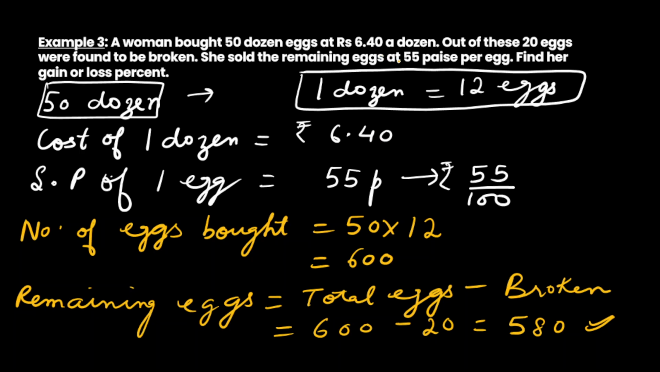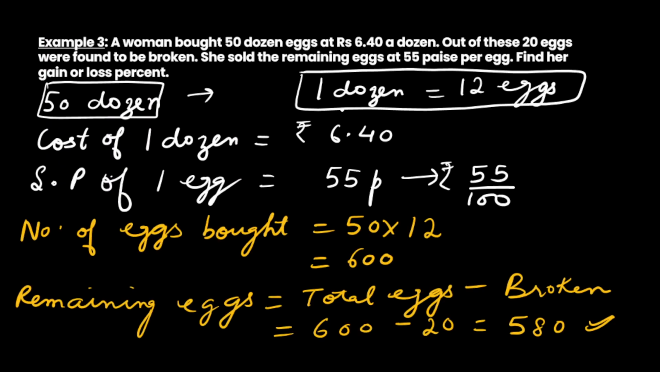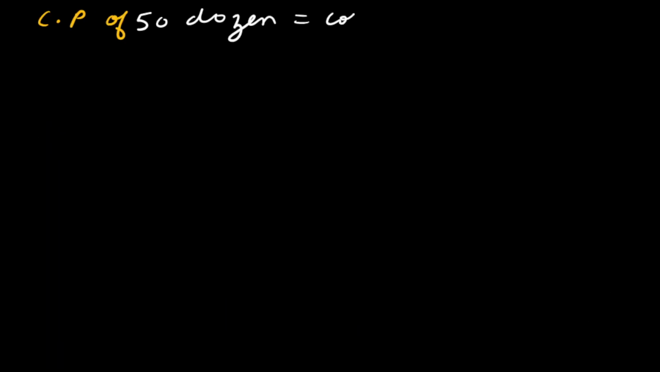The cost given to us is actually the cost of a dozen eggs, so directly we can find the total cost price. Total eggs are 600, so we write the cost price of 50 dozen. How can we find the cost price of 50 dozen? Like in the unitary method we learnt, we take the cost of one and multiply by 50.